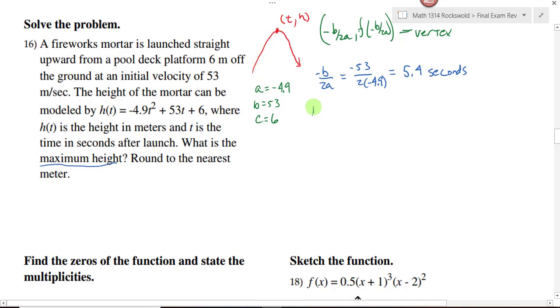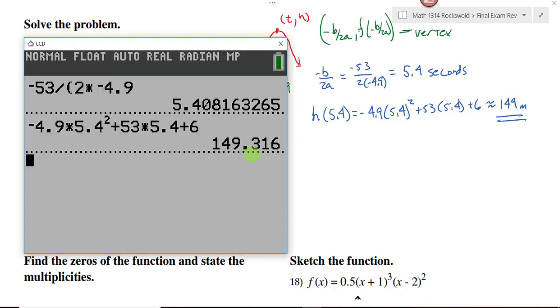What is the maximum height? Well, it's going to be h of 5.4. So we do negative 4.9 times 5.4 squared plus 53 times 5.4 plus 6. So we get 149 meters, and that's the maximum height. They said to round your answer to the nearest meter, and we got 149.316, and that rounded to the nearest meter is 149.